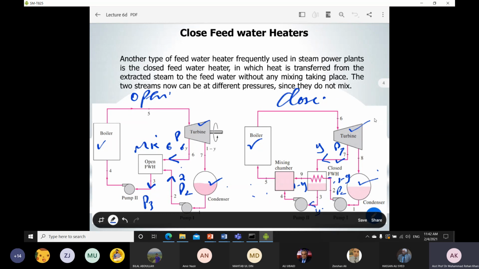But if you have the requirement that in one part the pressure is the same, and in another part the pressure is different, then you have to use a combination of closed feed water and open feed water heater in your steam power plant.